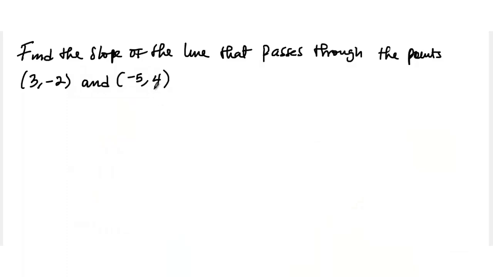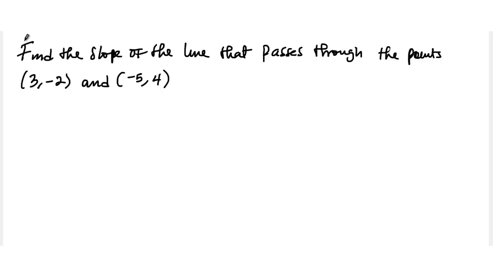So in this video, we are required to find the slope of the line that passes through the points (3, -2) and (-5, 4). Now, we can determine the slope of the line by using the formula, but there is one thing we need to be very careful of: these points can produce either a positive or a negative slope. So one of the best ways to easily determine the slope is by sketching the graph, just to have an idea.